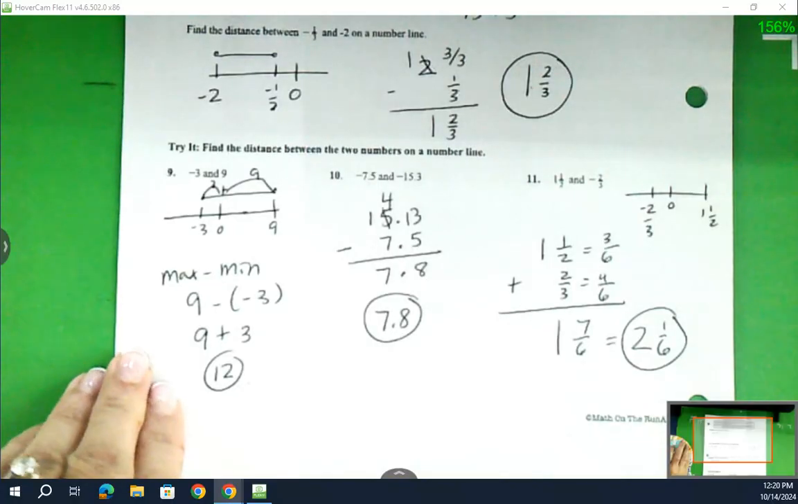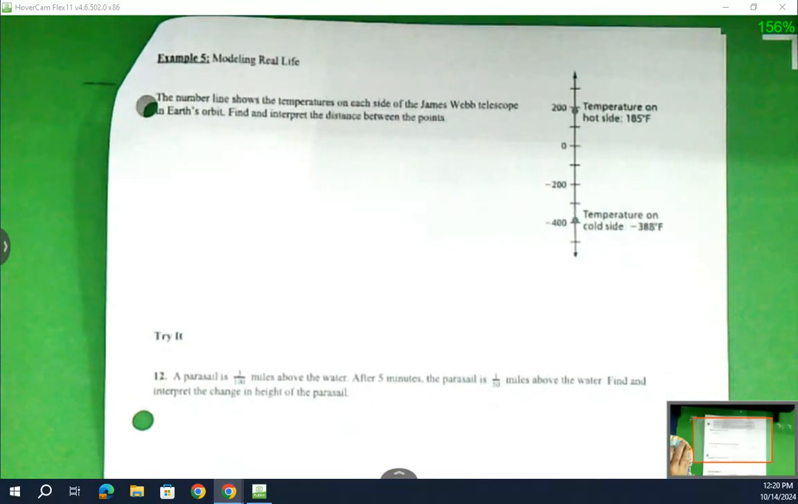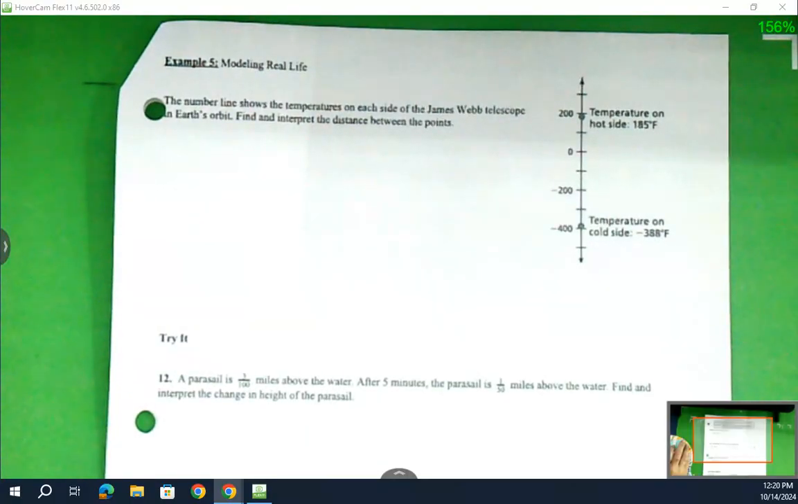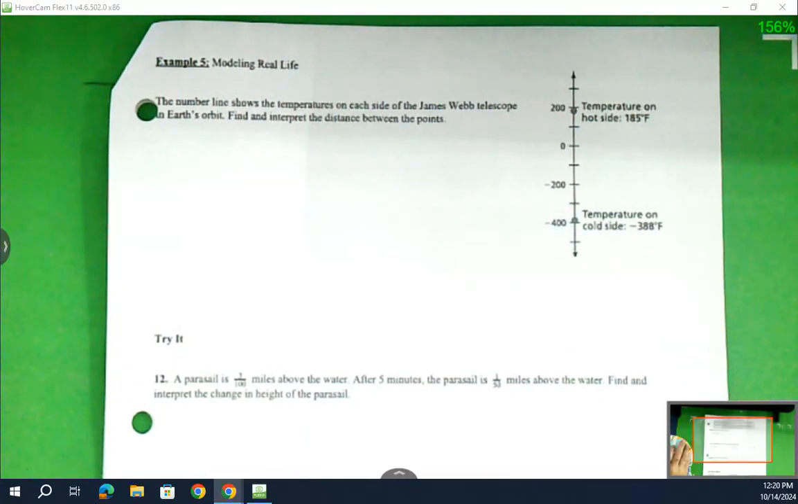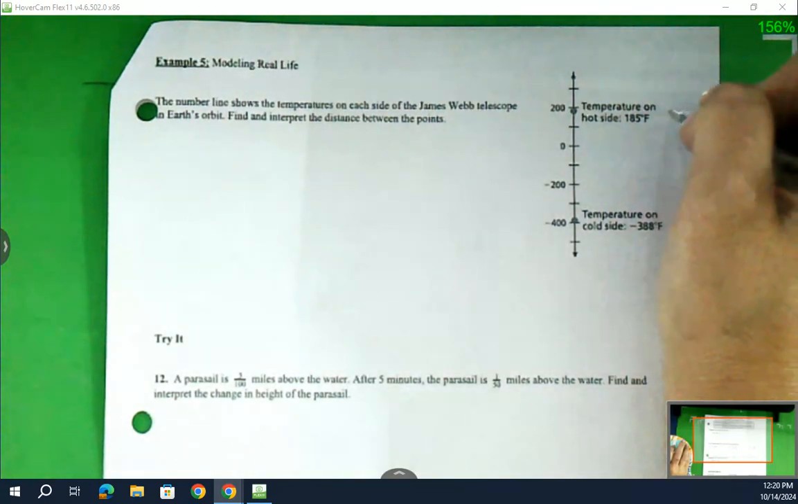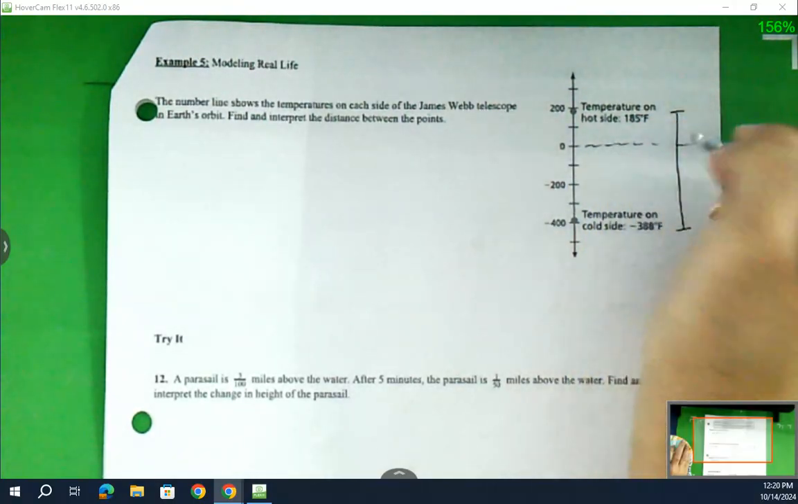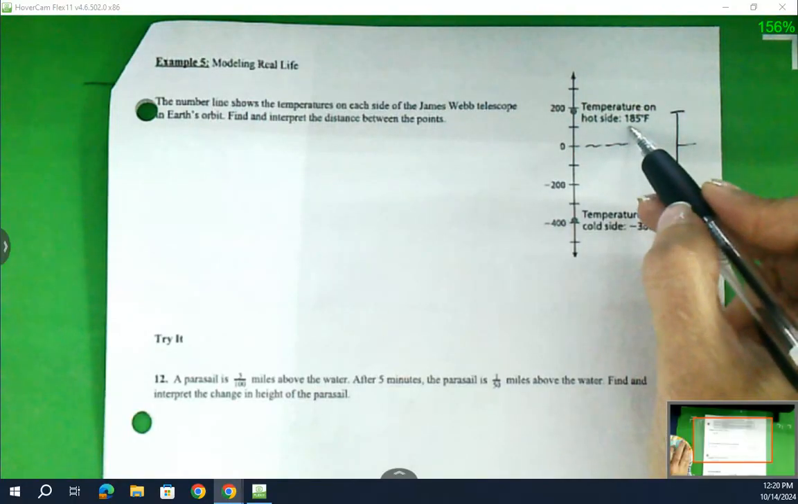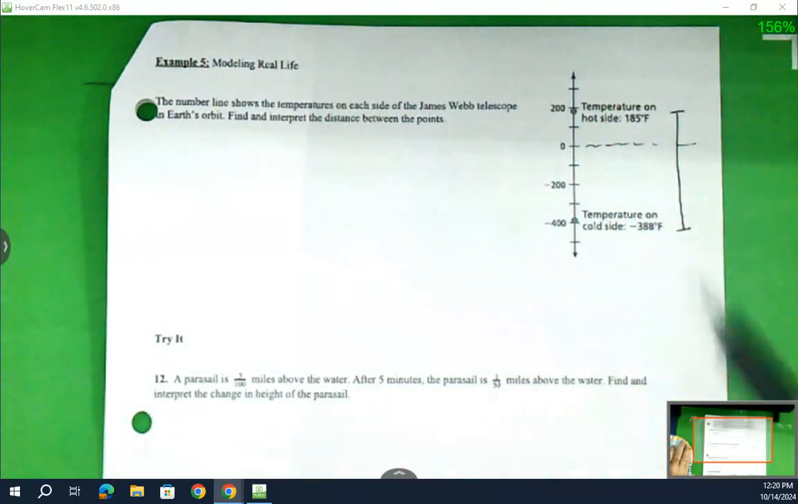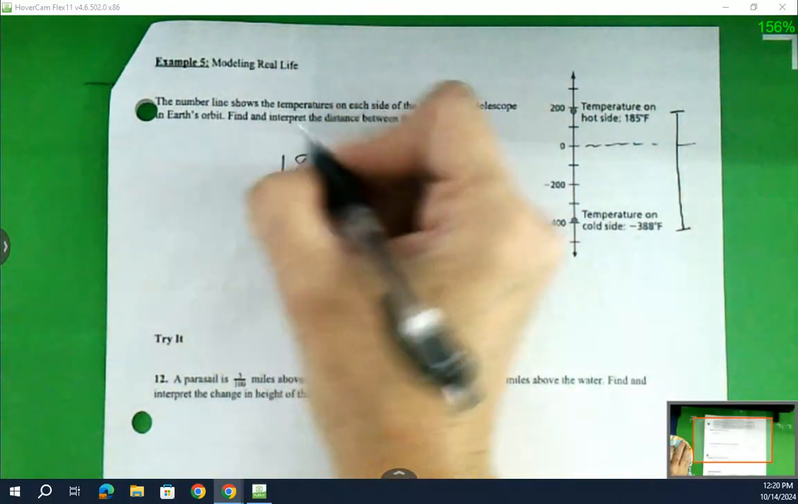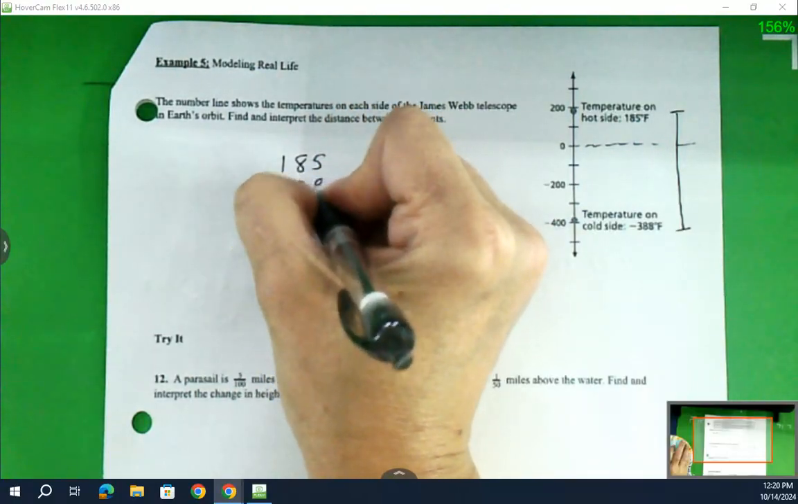Okay, over to the other side, we have a couple word problems. The first one is a temperature one. The number line shows the temperatures on each side of the James Webb Telescope in Earth's orbit. Find and interpret the distance between the points. Okay, so we've got 0 right here. The hottest temperature is 185 degrees Fahrenheit, and the coldest is negative 388. Again, we're going to add their absolute value to get their total distance.